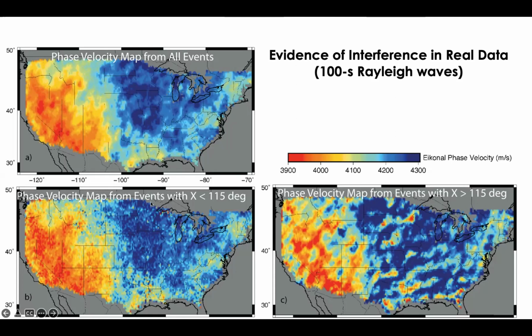On the other hand, the map determined from all events does not seem to be unreasonably biased by the fact that it includes some data that we think are biased by overtone interference. So this is kind of good news, that the inclusion of these biased data does not seem to have significantly deteriorated the quality of these phase velocity maps.